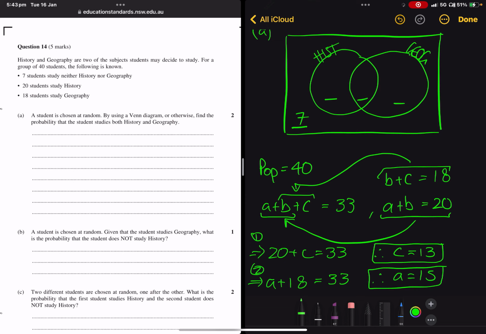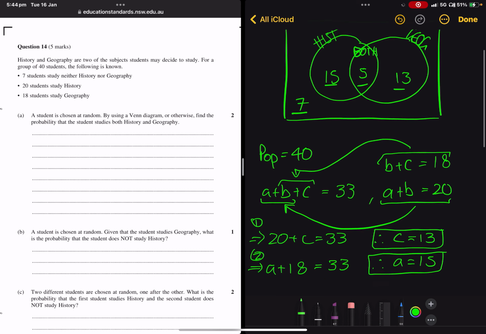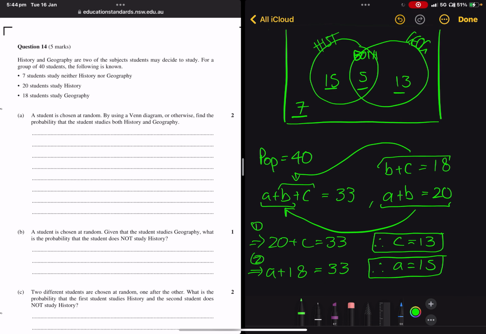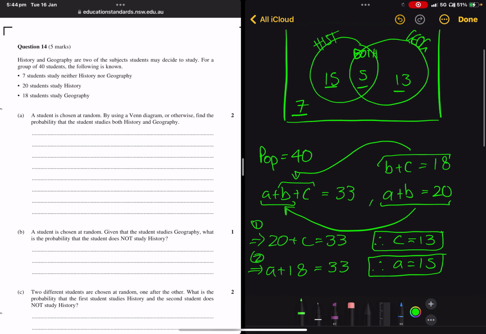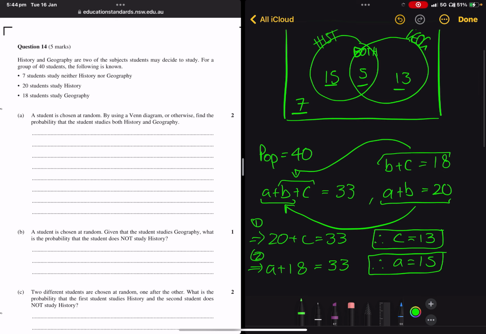So we know the number only doing history is 15. The number only doing geography is 13. Now 15 plus 13 is 28. Given that there are 33 students in total, there must be 5 that do both. So this middle section here is both. So we've now found all of the numbers of the individual categories. This is our setup for part A. This is all just sort of setup. We haven't actually got the answer yet.